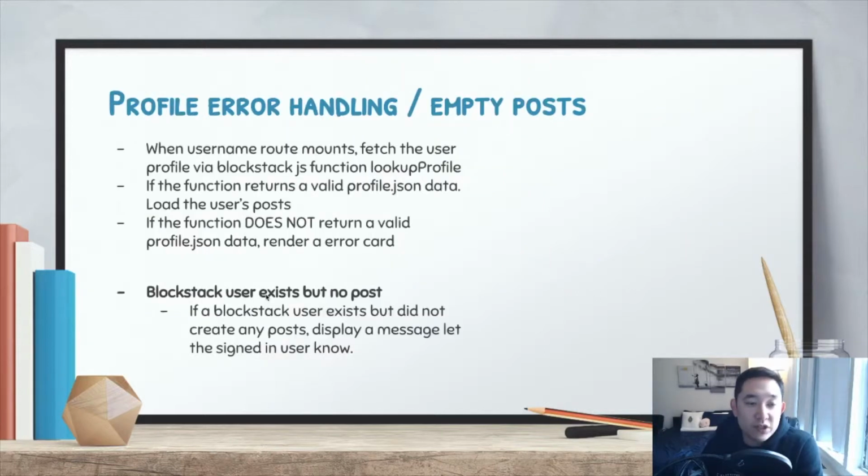When the username route component mounts, it's going to fetch the user profile via a Blockstack.js function called lookupProfile. If the function returns valid profile.json data, then we're going to load the user post. If the function does not return valid data, then we're going to render an error card. We're also going to consider another scenario where a Blockstack user does exist, but he hasn't created any post. If a Blockstack user exists but did not create any post, we're going to display a message that lets the signed in user know.